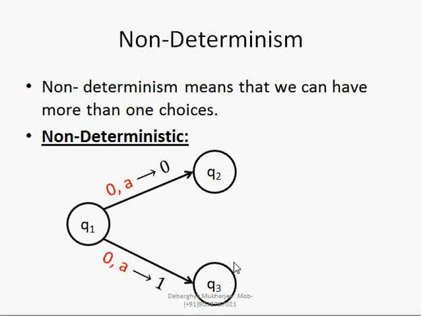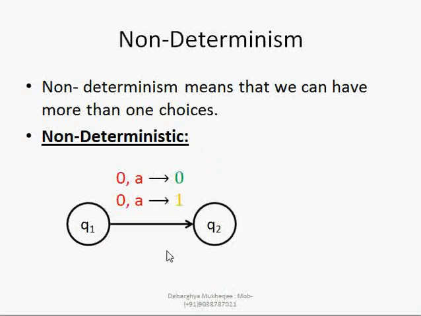In our next example, we are doing the same thing. Here only this replacement symbol is going to change. If we get 0 and top of the stack has A, then we are going to replace it by 0, and if we have 0 and top of the stack has A, then we are going to replace it by 1.